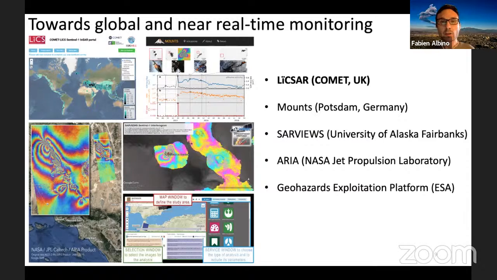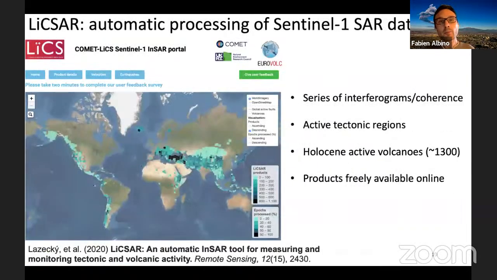The idea is to provide ground displacement over an earthquake or over active volcanoes as quickly as possible as a monitoring tool. And there are different initiatives that you can see here on the right. I'm going to talk just a little bit about LiCSAR. LiCSAR is an automatic processing of Sentinel-1 data that's developed by COMET, by my group.